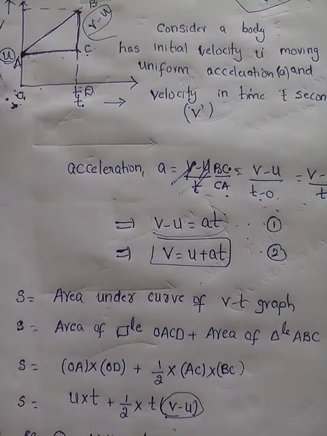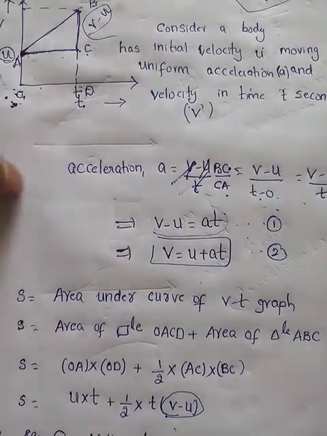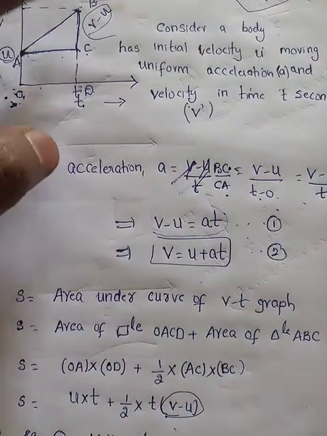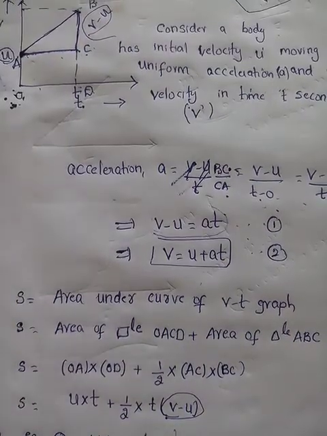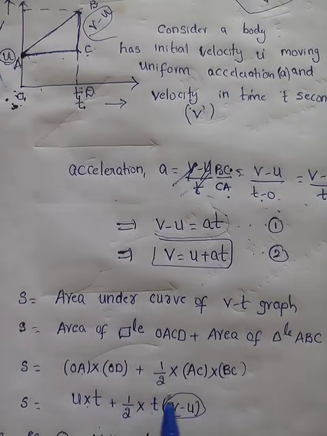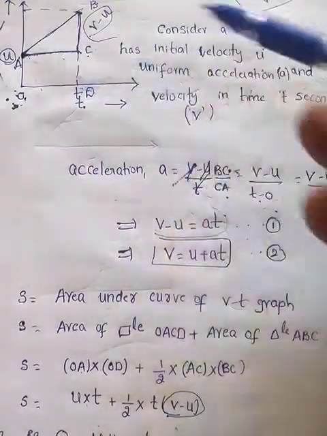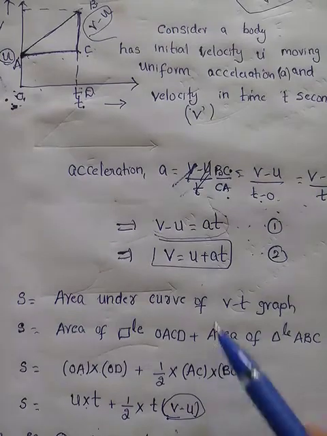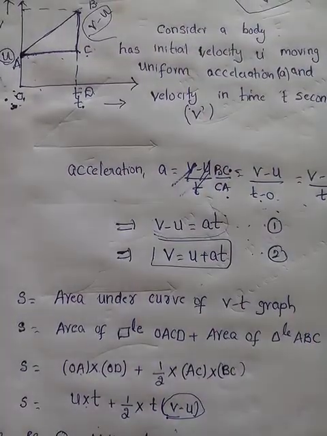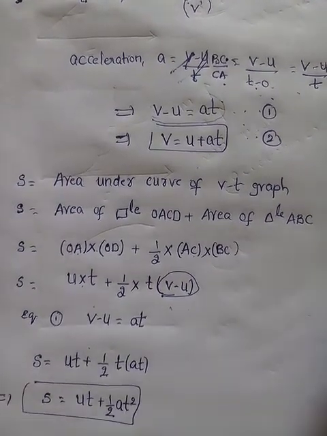What is the area of rectangle formula? Length into breadth. What is the length here? OA. What is the breadth here? OD. Plus area of triangle, half into base into height. What is the base here? AC. What is the height here? BC. So, what is the value of OA? U. OD is T, plus half into AC. Because in a rectangle parallel sides are equal, OD is equal to AC, that equals T, into BC value. How much is the BC value? V minus U. From equation 1, V minus U is equal to AT. Substitute the value, we got S is equal to UT plus half AT square.